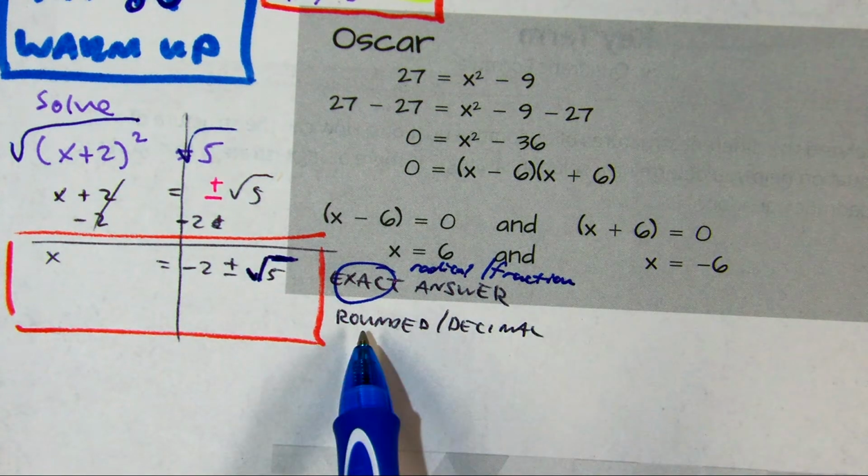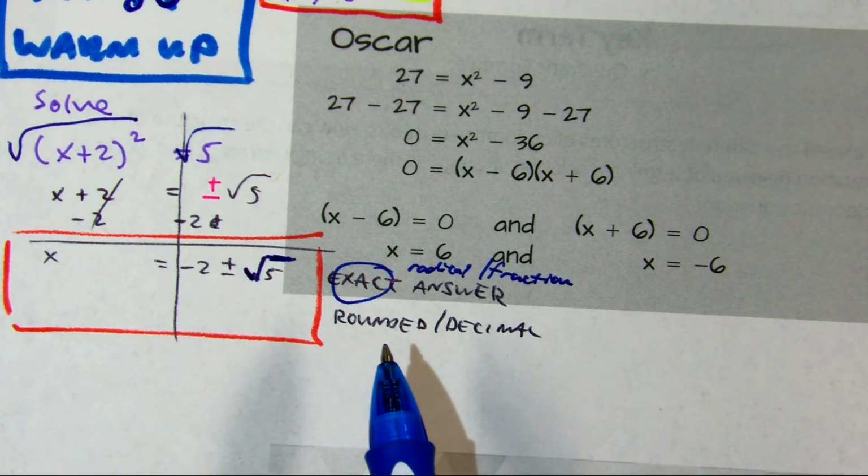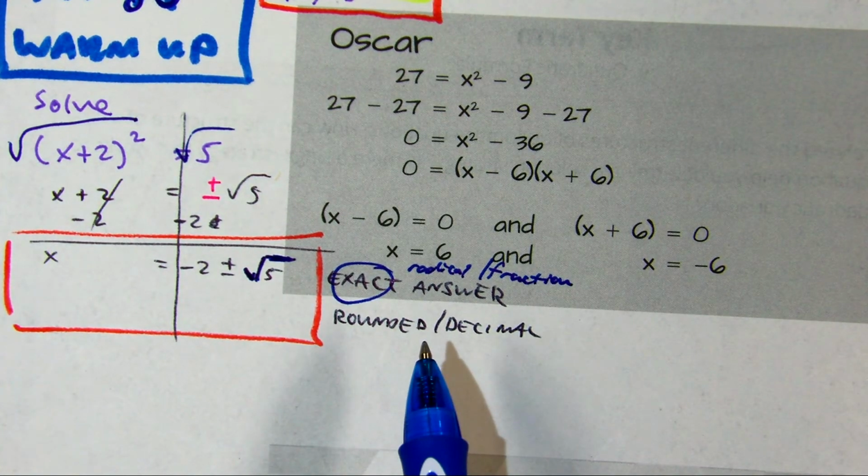If I say round to the nearest tenth, then what do you use? Then you'll actually use your calculator to estimate your answer. Does that make sense?